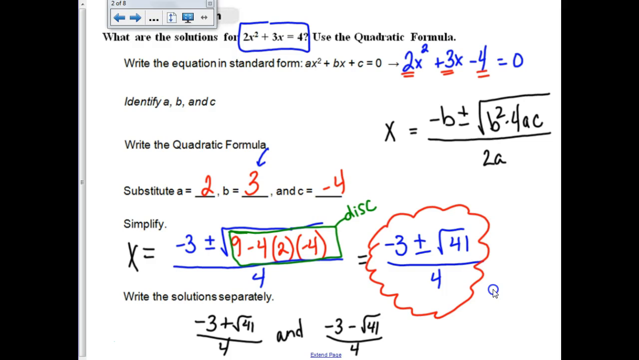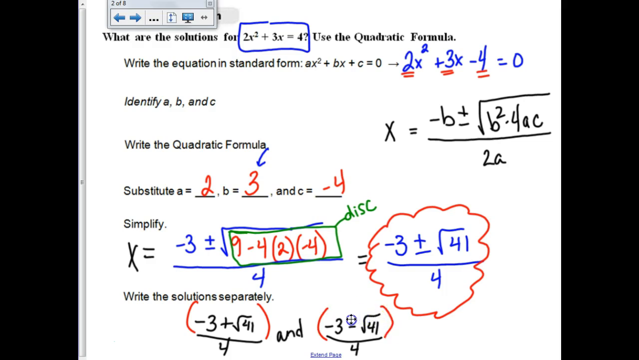Now if this was an application question, which you do have one on your bookwork for homework tonight, they're not going to want you to leave your answers looking like this. That's weird and ugly. They actually would prefer a decimal on an application question. So on your calculator, you would type negative 3 plus square root of 41 and either put that in parentheses or hit enter before you divide by 4. And then same thing over here with the negative 3 minus the square root of 41 divided by 4.